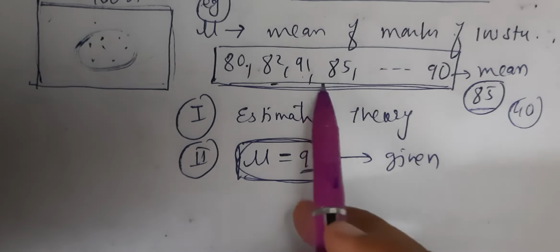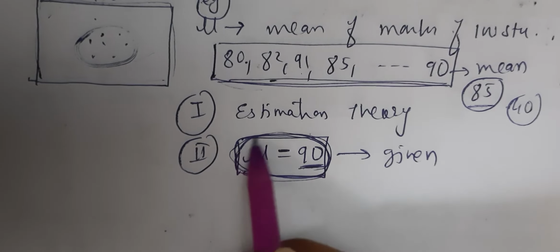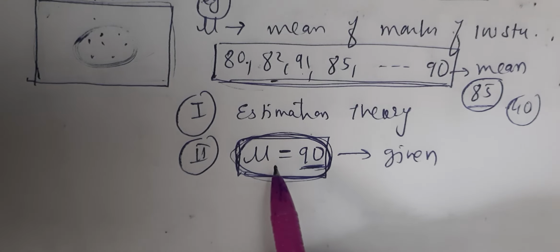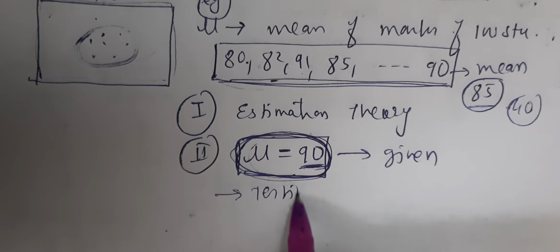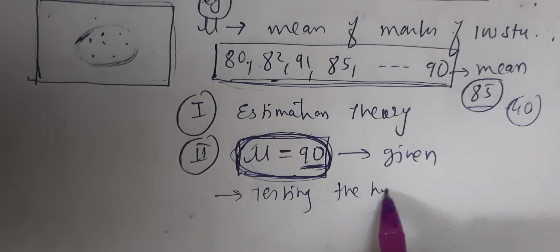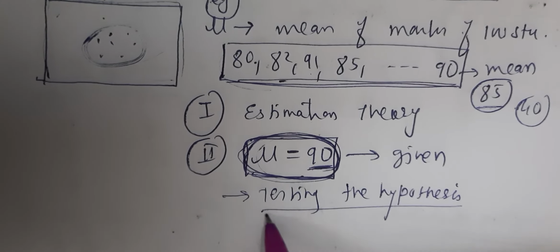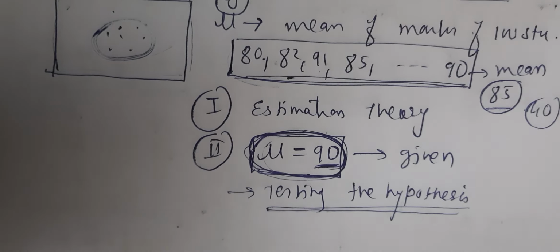And in statistical language, I will say we are cross-checking, which means we are testing this statement. A statistical statement is called a hypothesis. Any statistical statement is called a hypothesis. So cross-checking this statement means we are testing the hypothesis. And this is what we are going to do in these sampling distribution lectures.